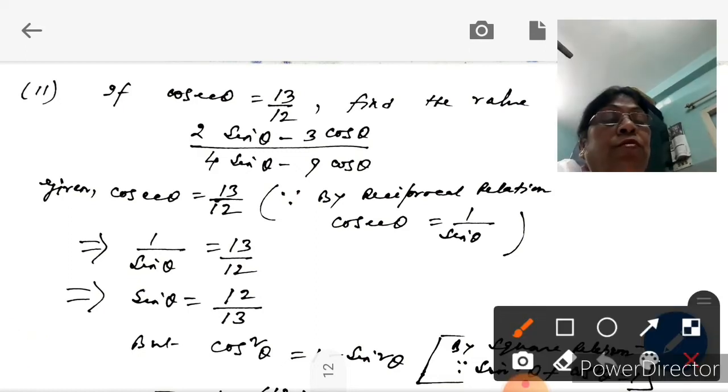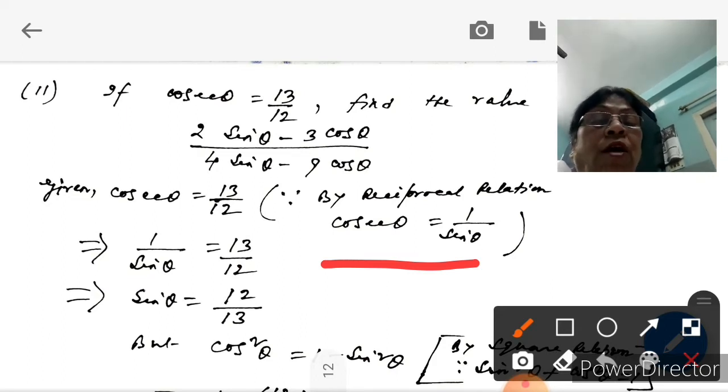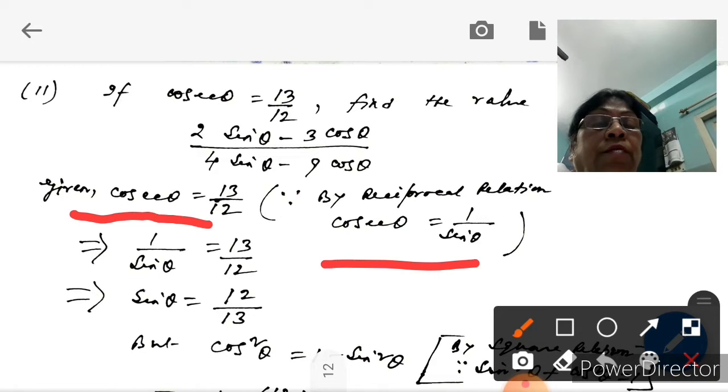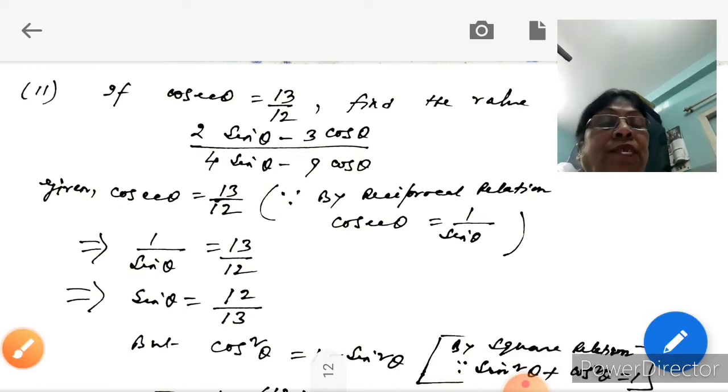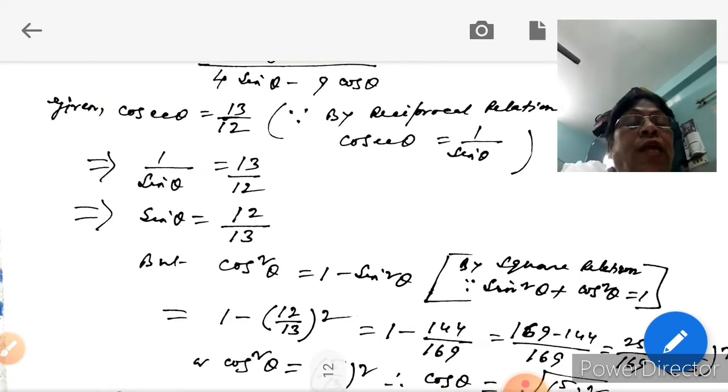By reciprocal relation we know cosec theta is equal to 1 by sin theta. So, instead of cosec theta is equal to 13 by 12, we may write 1 by sin theta is equal to 13 by 12. So, sin theta is equal to 12 by 13.